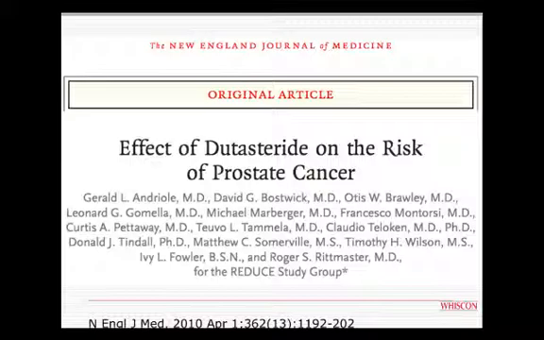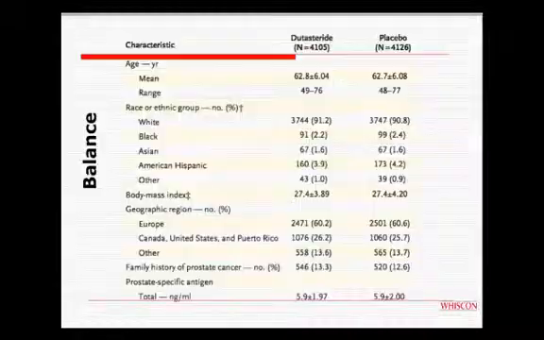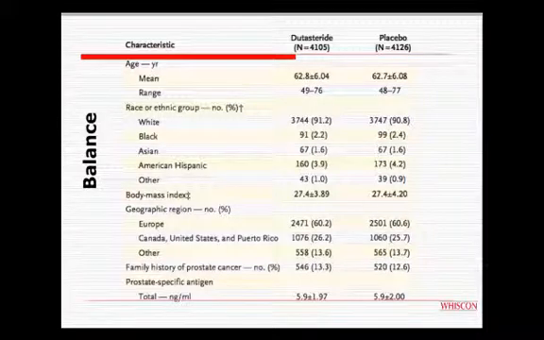This is a study of dutasteride on the risk of prostate cancer. Dutasteride is one of a class of drugs that shrinks the prostate. And there was reason, even prior to this study, to think that the same mechanisms that led to shrinkage of the male prostate might reduce the risk of cancer. The randomized trial had over 4,000 dutasteride patients and a similar number of placebo patients.